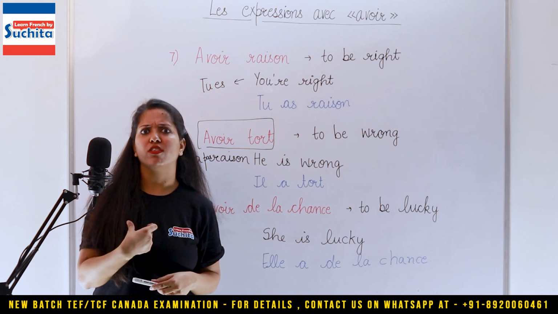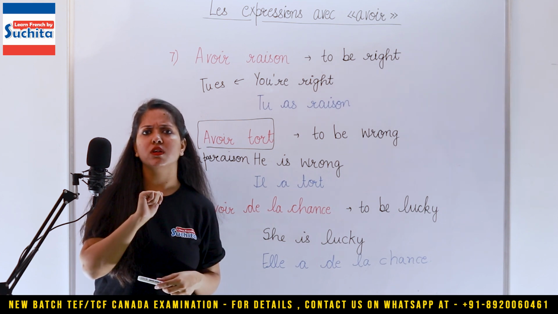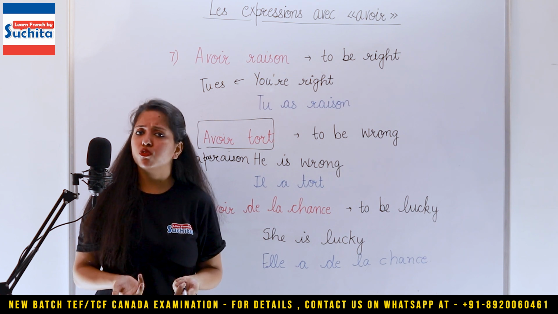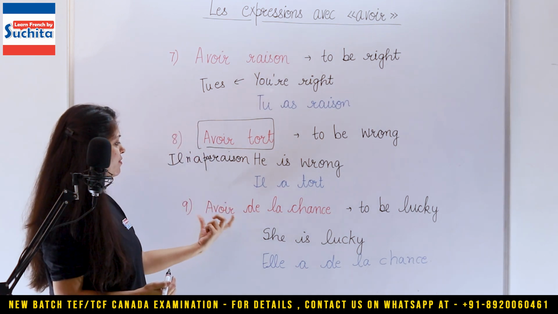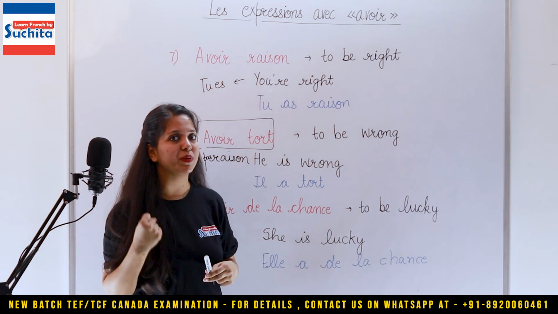I'm wrong. J'ai tort. You're wrong. Tu as tort. We are wrong. Nous avons tort. They are wrong. Ils ont tort. On continue avec avoir de la chance, to be lucky.